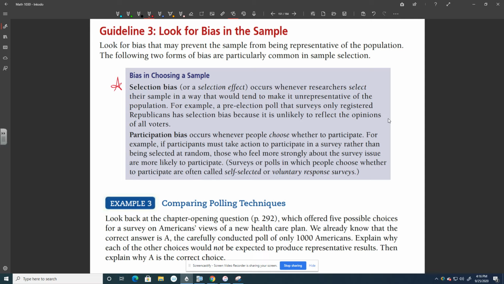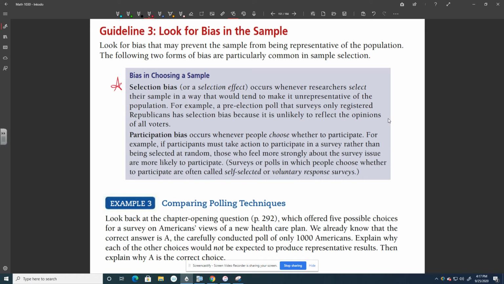So it gives an example here where an election poll surveys only registered Republicans. Well, obviously, whatever they ask is going to be biased because they're only asking registered Republicans. And unless they only want a Republican's opinion, this is already a biased sample. Okay. It's kind of like that where we talked in class about if you were wanting to get the average height of students in the high school and you went and asked the basketball team what their heights were. Okay. You're skewing the results based on who you're choosing to be part of your sample.